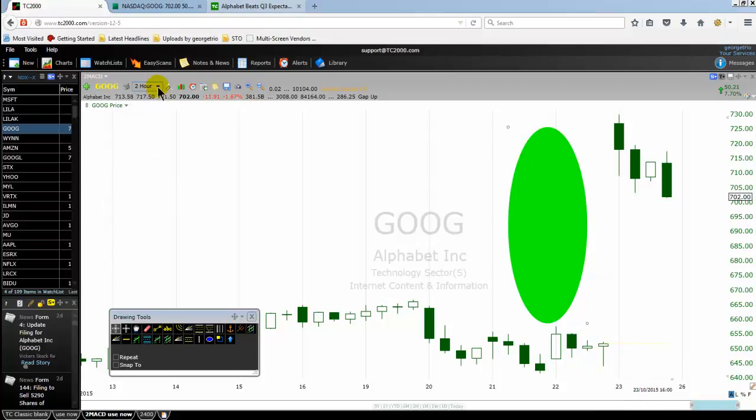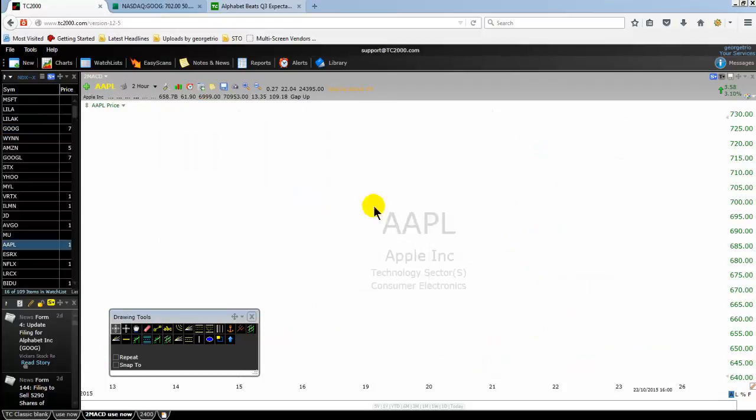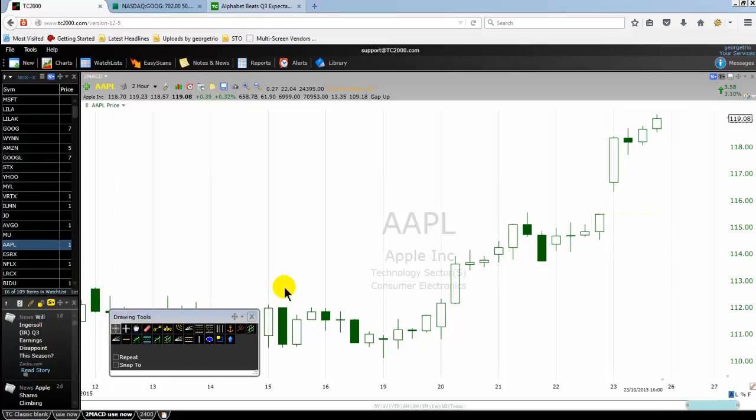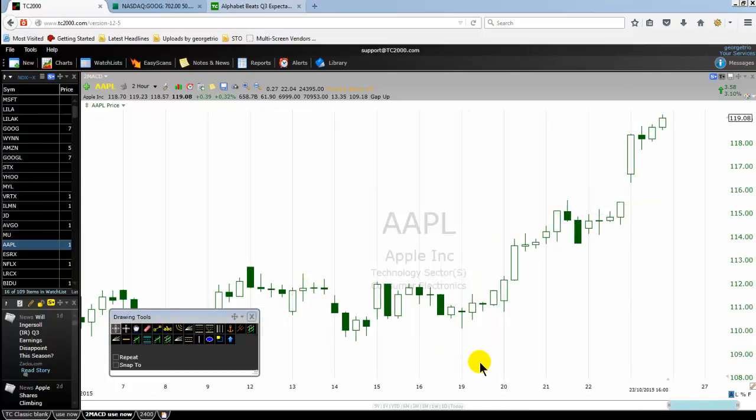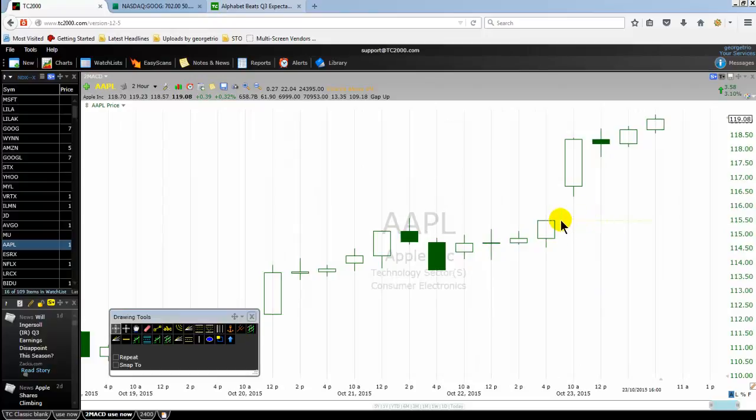So, like you see here, Google stock has gapped up, which is a market leader for the NASDAQ 100. Let's check Apple stock. Let's see what has happened on Friday. This is Apple stock on Friday, 23rd, on the 2-hour chart here. Here it is. It gapped up also, you see. Apple stock gapped up, okay, and went up.